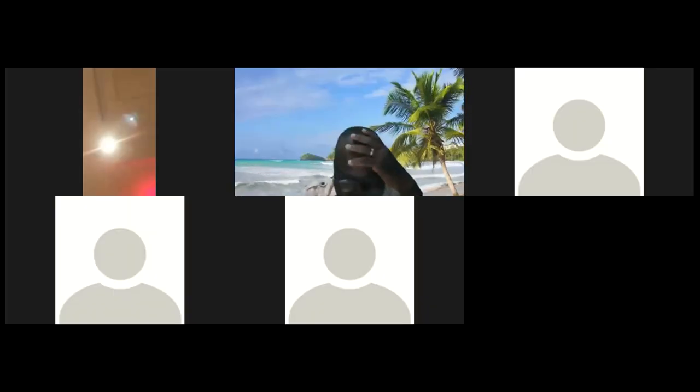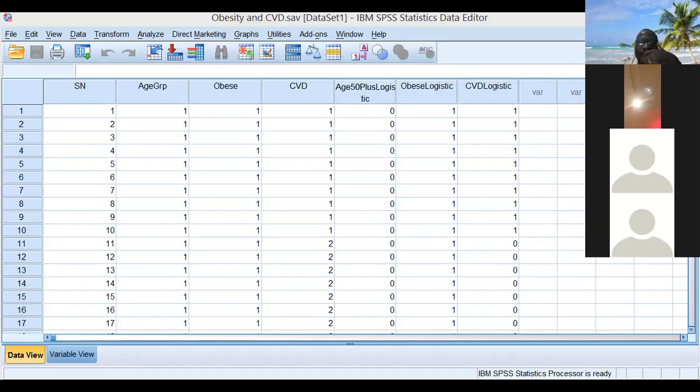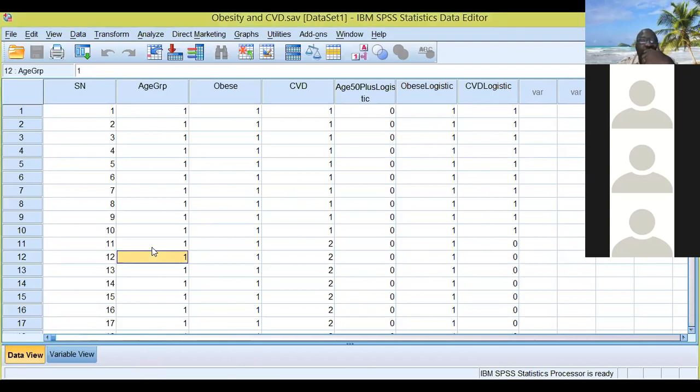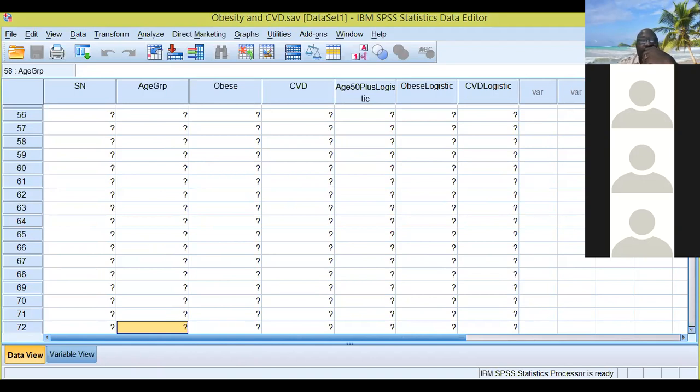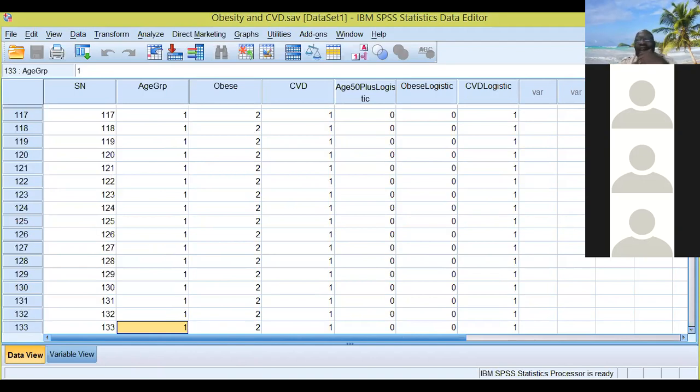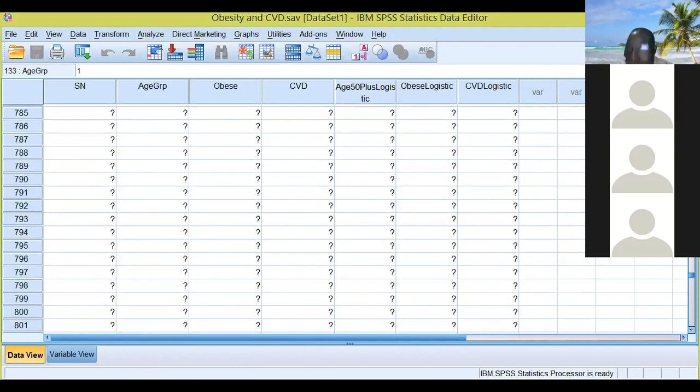Please go back. See that table. I just want to understand how it is coded. Age less than 50 is 1, more than 50, maybe 2. Scroll down. Is that correct? Obesity, so that you can see it now. Yes, I have understood now. The same for obesity, 1 and 2.